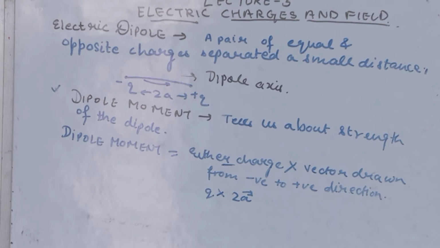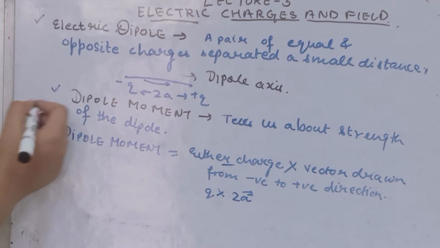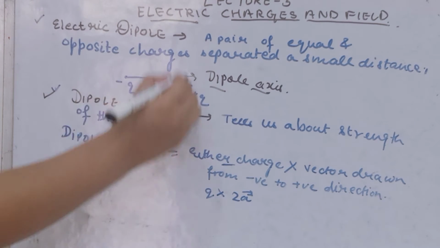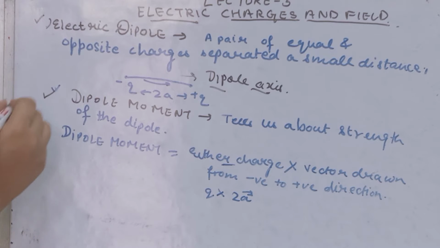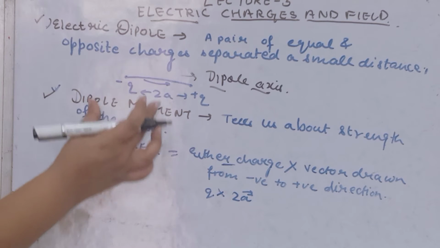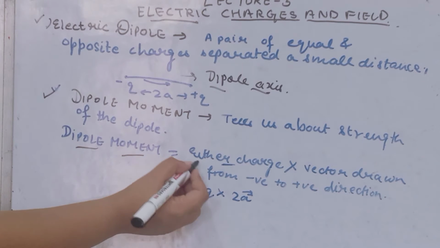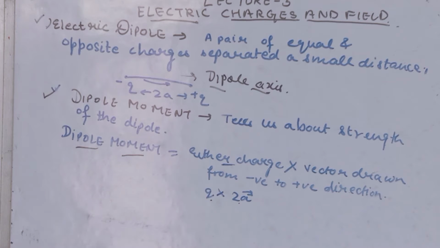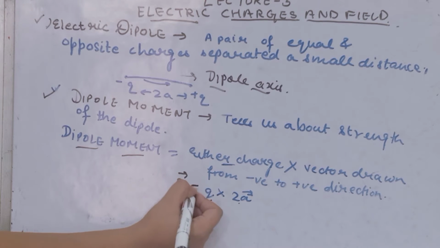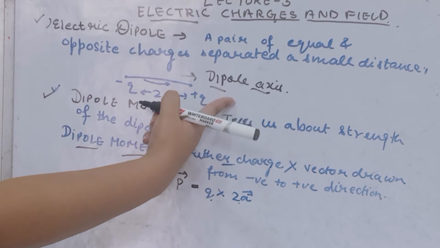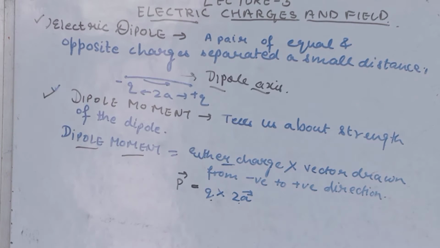So till now we have studied three terms. One is the electric dipole, second is the dipole moment, and third is the dipole axis. This system is known as electric dipole, and the quantity which tells us about the nature and strength of the dipole is known as the dipole moment. It is calculated by the formula q into 2a, and dipole moment is represented as p vector. Obviously it is a vector quantity. And the third term, the dipole axis, is just the line joining the two charges.